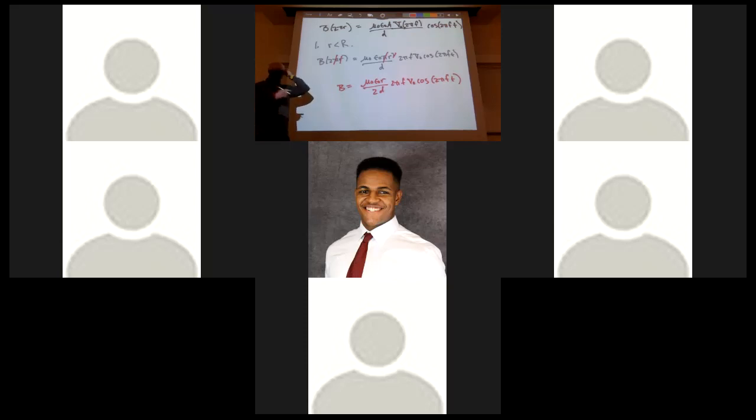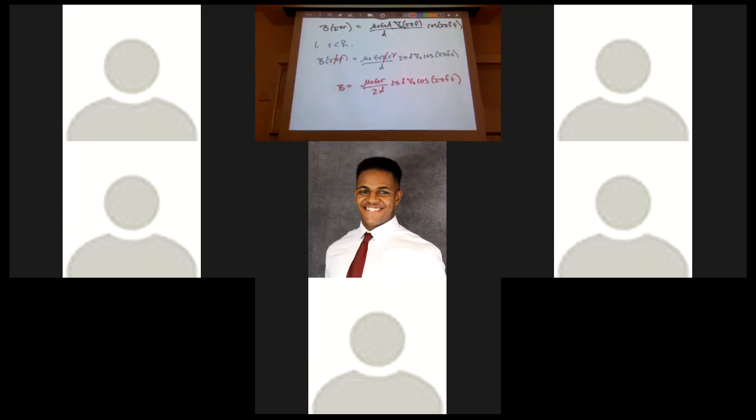Now, the next thing we want to know is what is the maximum value that this thing can be? Meaning that this cosine does what? It oscillates between 1 and negative 1, right? Which means what's the biggest that cosine can be? I already told you. It oscillates between 1 and negative 1. What's the biggest it can be? 1. So B max is going to correspond to when cosine here is simply equal to 1.